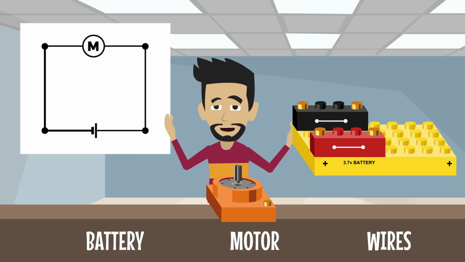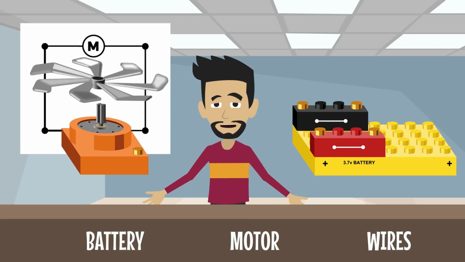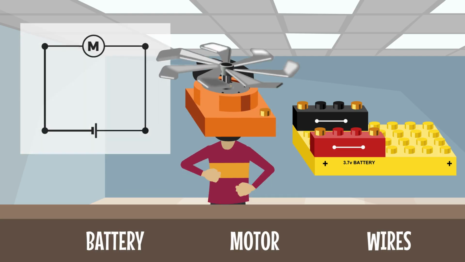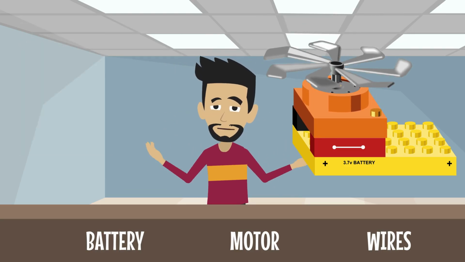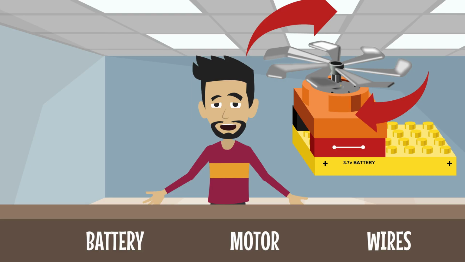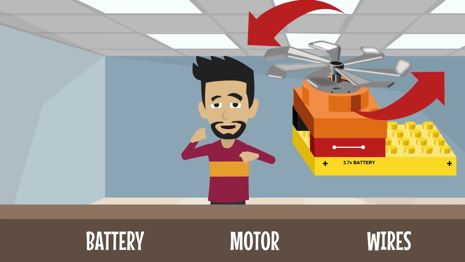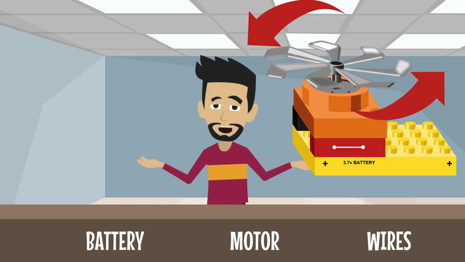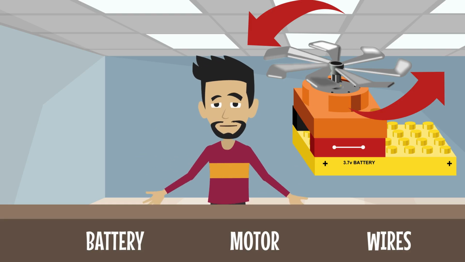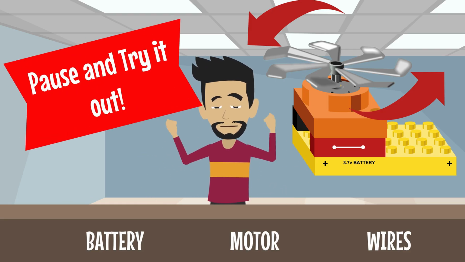The motor's going to spin pretty quickly, so I'm going to add a fan to it to help us see which direction it's spinning. With the fan blade on, I can see that the motor's spinning clockwise. But what if we want to spin it the other direction? What's something that we could do? Go ahead and pause the video and see if you can figure out how to get the motor to spin counterclockwise instead.